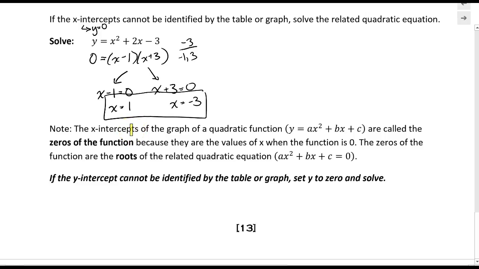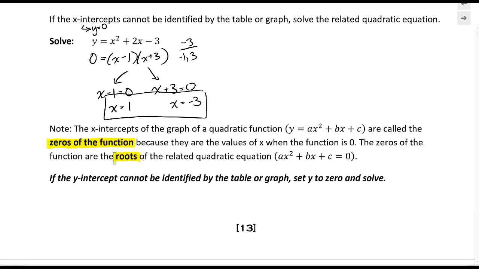While we're talking about them, the x-intercepts are known by a couple different names. The zeros of the function, or just the zeros, are another name for your x-intercepts, because they are the values of x when the function is 0, when the whole thing ends up outputting a value of 0. They're also called the roots of the related quadratic equation.